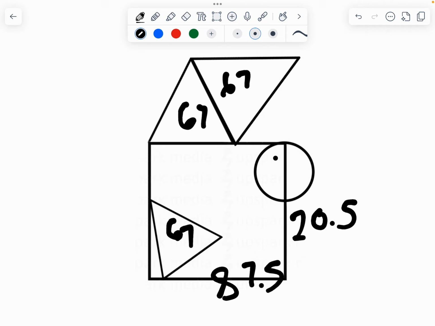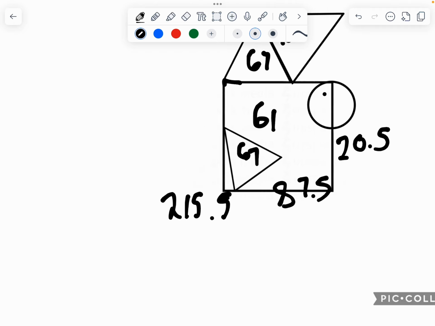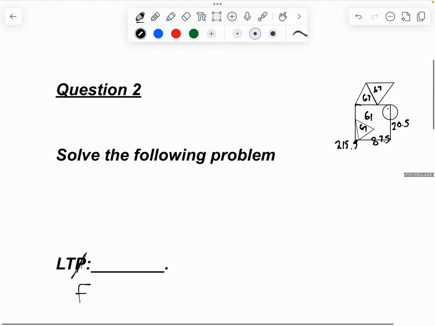Now we have to figure out what this square is. This square over here, the bigger one. Now, we know that a square is equal to 61 degrees. So we're going to write that down. And we're going to add 61 plus 67 plus 87.5. And we're going to get 215.5 degrees. Now, that is going to be our low taper fade.